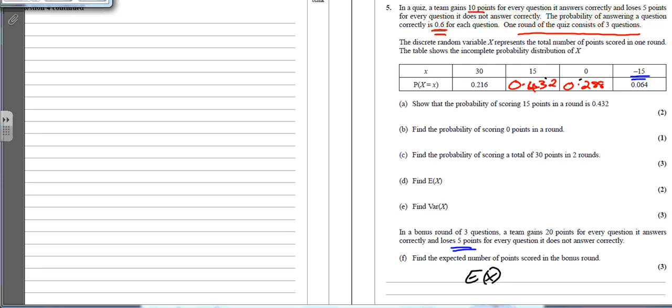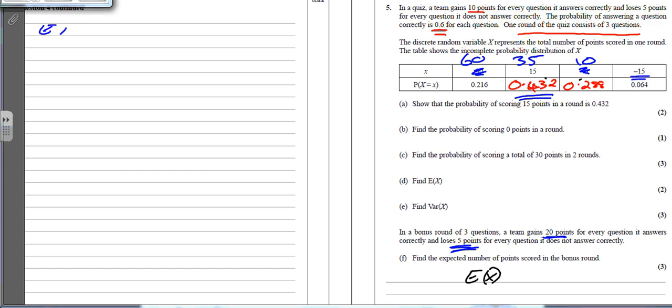If you get all 3 questions right, it's going to be 20, 20, and 20, so that's going to be 60 points. If you get 2 questions right and 1 question wrong, it's going to be 20 plus 20, and take 5 points away, so 35 points. And again, there are 3 different ways of doing it, and in exactly the same way as last time, it's going to give us 0.432. If you get 1 question right and 2 questions wrong, that's 20 points you gain, and take away 5 points, and another 5 points. So that's going to give us 10 points. And so this is what the distribution looks like now. And then you just do it in exactly the same way.